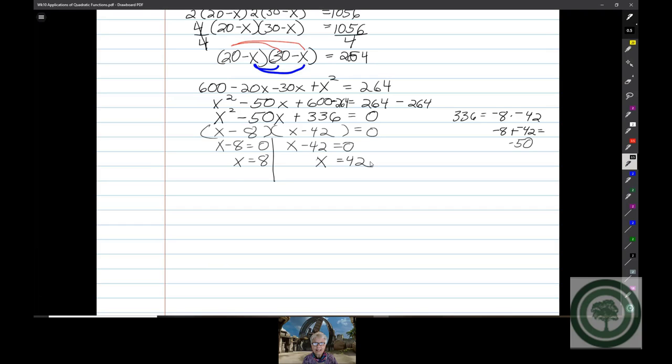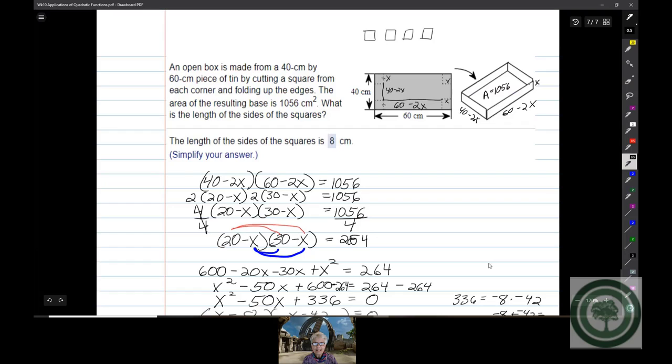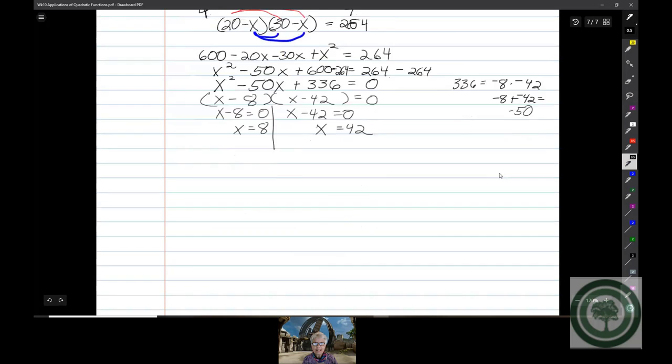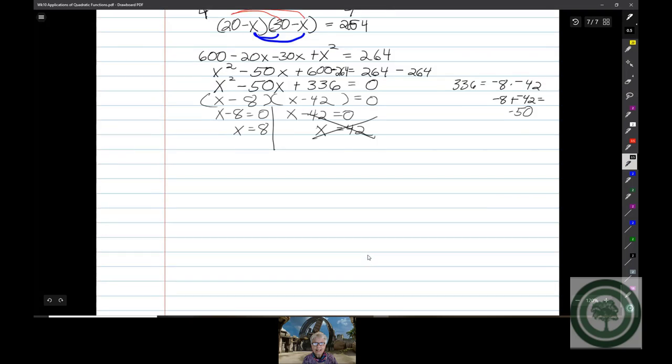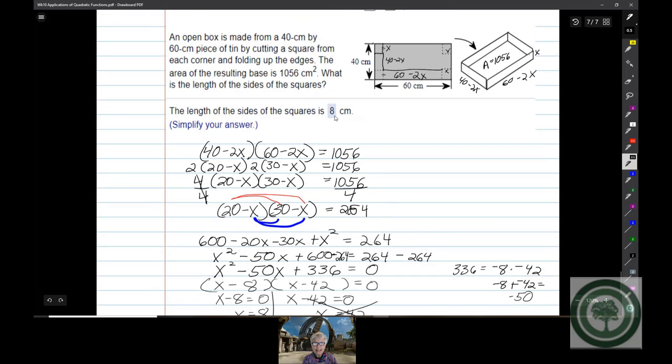Now, what are we trying to find? We have to go back, find out what X is. X is the side of the square. If the side of the square, one of these X's, was 42, it would be longer than the whole width of the original piece of tin. So that can't happen. So we're going to let X equal 8, which is indeed the answer. And that's it.